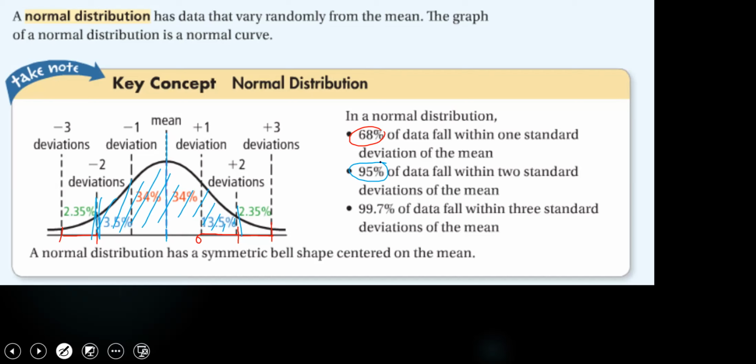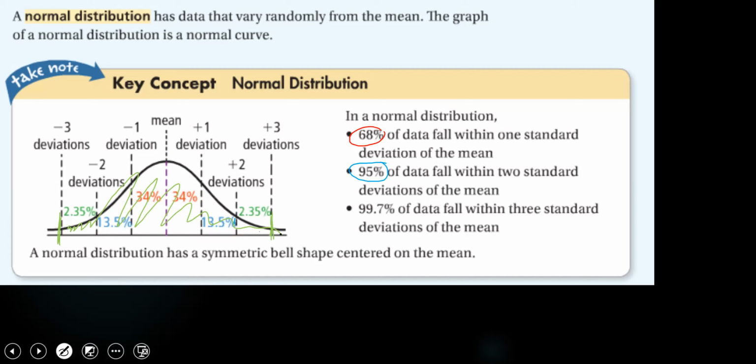And then they want to find the percent of data that fall within 3 standard deviations, which is here, as you see, 2.35 plus 13.5 plus 34 plus 34 plus 13.5 plus 2.35. They give you 99.7% of data fall within 3 standard deviations from the mean.